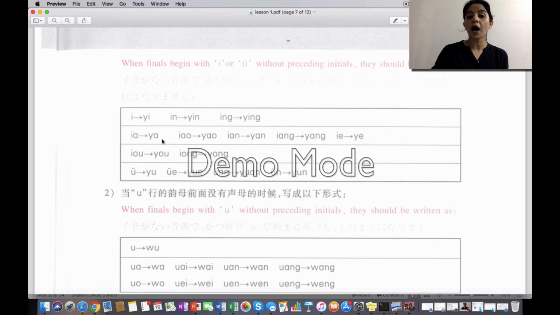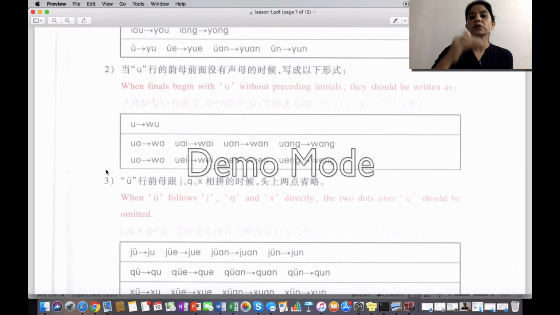How do we say it in English? Like here, ya, yao, yan, yang. Similarly here, it will become yo, yong. And here yu, yue, yuan, yun. Okay, so this is the first rule we have to remember. Basically, you really don't need to remember much except this: whenever there is a Y before I, we keep it silent.